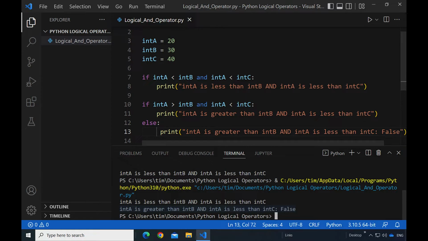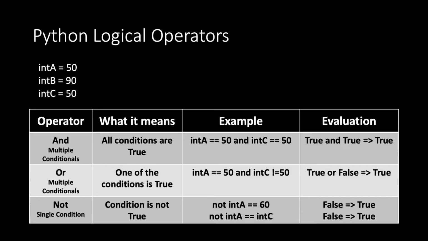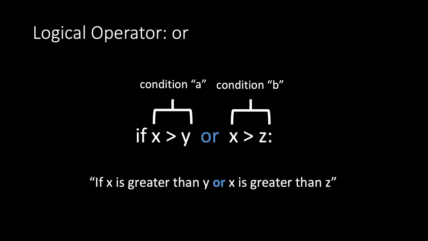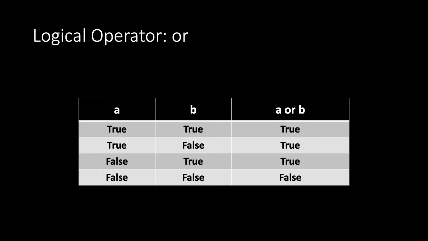Now let's move to the OR operator. The OR logical operator also takes multiple conditions, but it works a little differently. The logical OR operator takes two or more conditions, and if either one is true, the condition is true. So in this table we have two conditions, A and B, and you can see here that as long as one of those conditions is true, the conditional will evaluate to true. So let's look at an example.